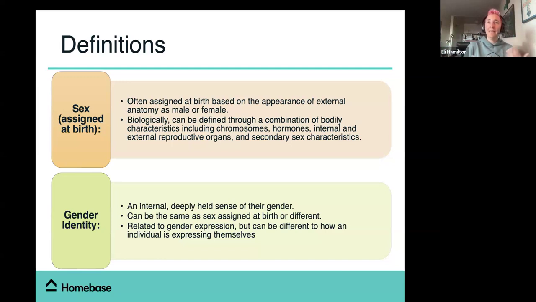And your gender identity can be aligned with your sex assigned at birth and your physiological sex characteristics, and it can be entirely separate from that. It can be different.